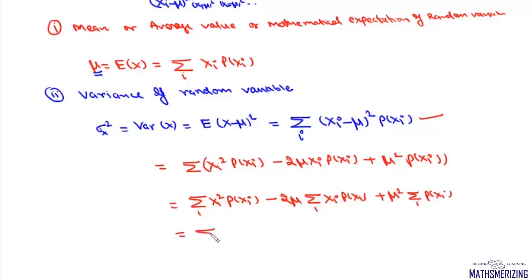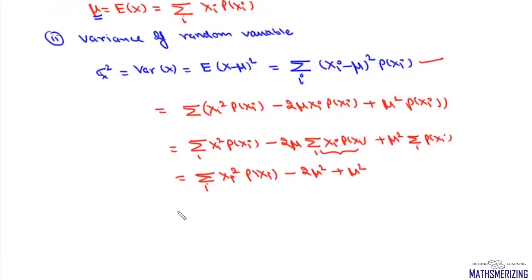Now this is summation xi square into pxi minus 2. This summation xi into pxi is mu again, so it will be mu square, and plus, now summation pxi is 1, so it will be this mu square. So another method to write variance of a random variable is simply by taking this summation xi square into pxi and then minus mu square.